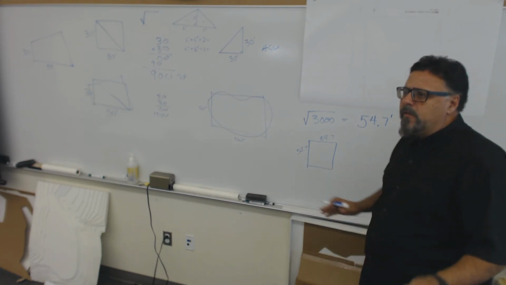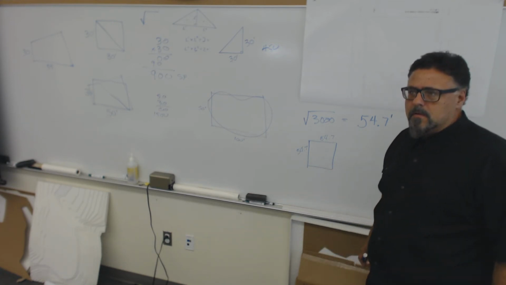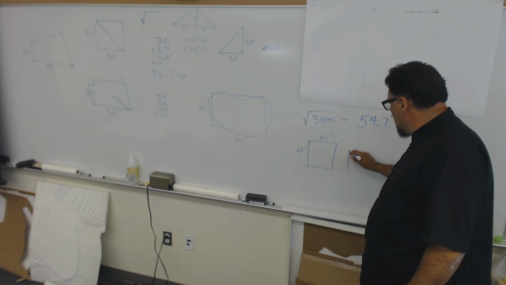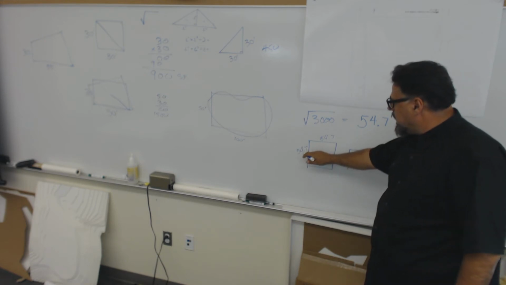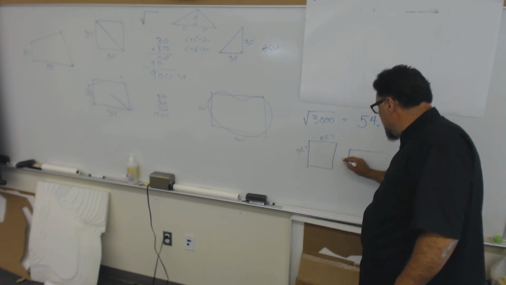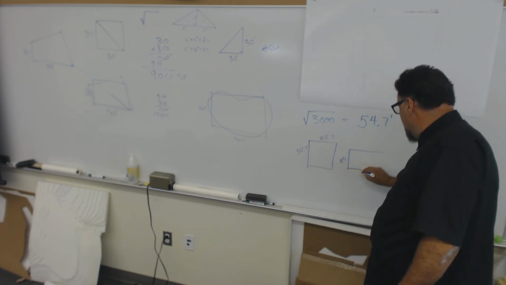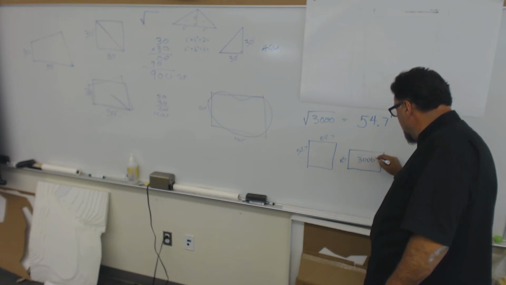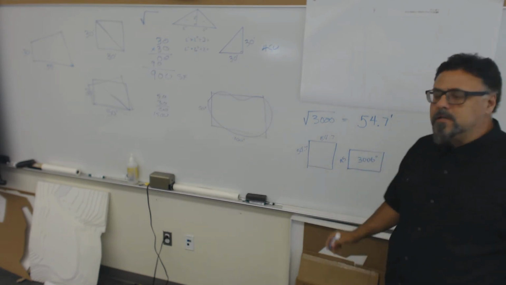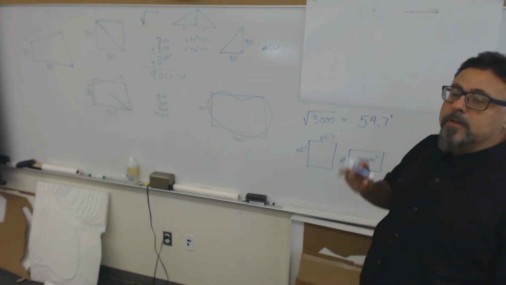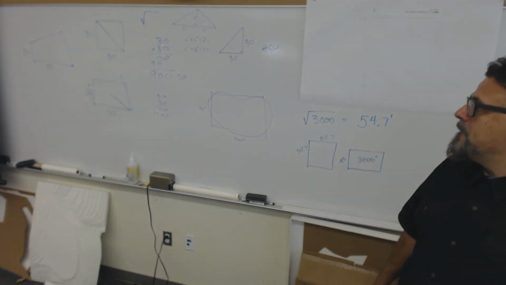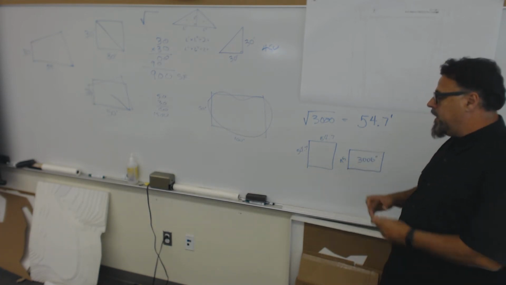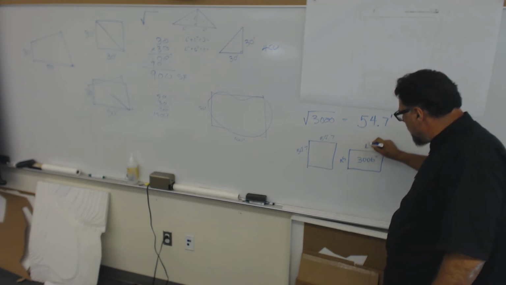What if we didn't want a square? What if we want a rectangle? So if we had a rectangle, and let's say instead of 54, we want that to be 45. Okay? And we want this to be 3,000 square feet. How do I determine this length? We've been through this. It's really easy. So, what do I use to determine this length right here? L question mark.